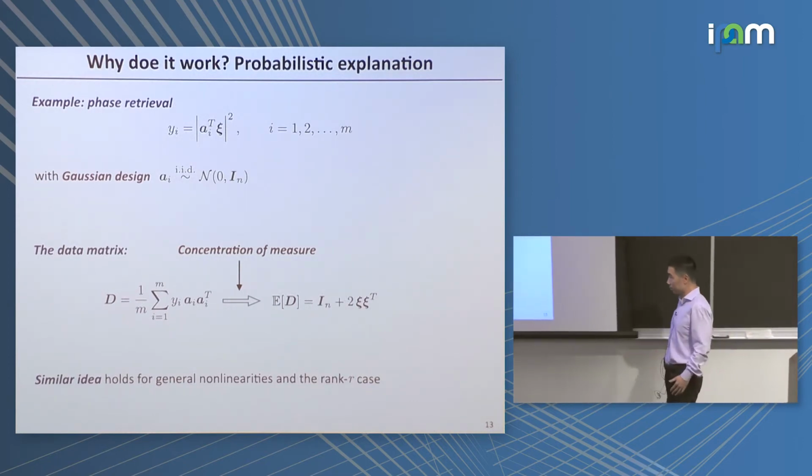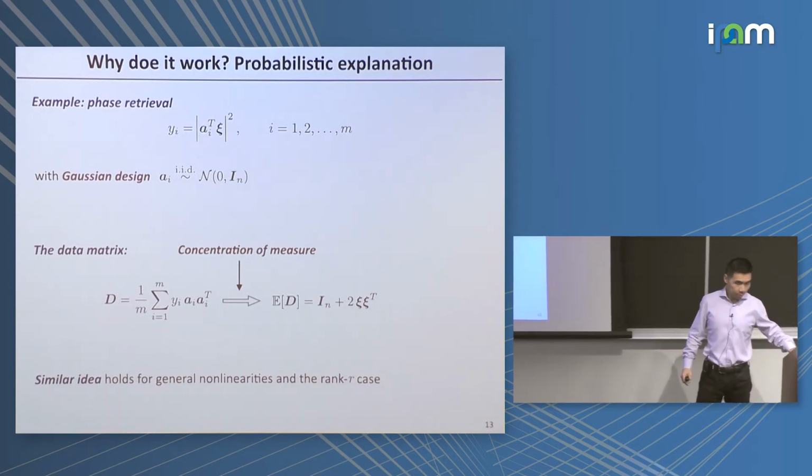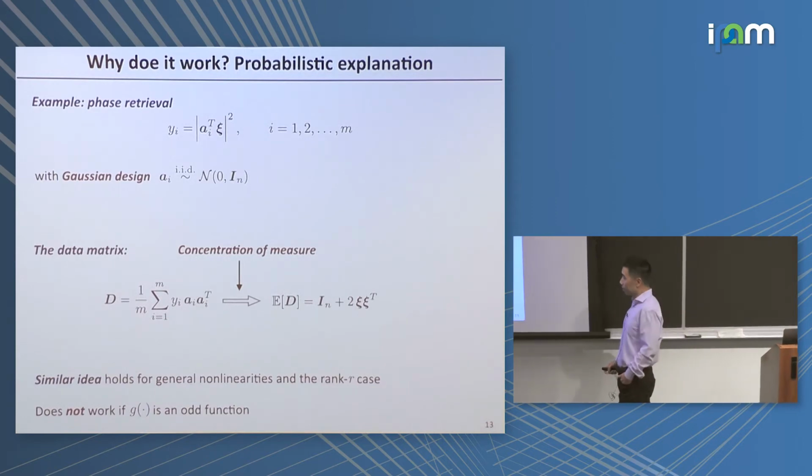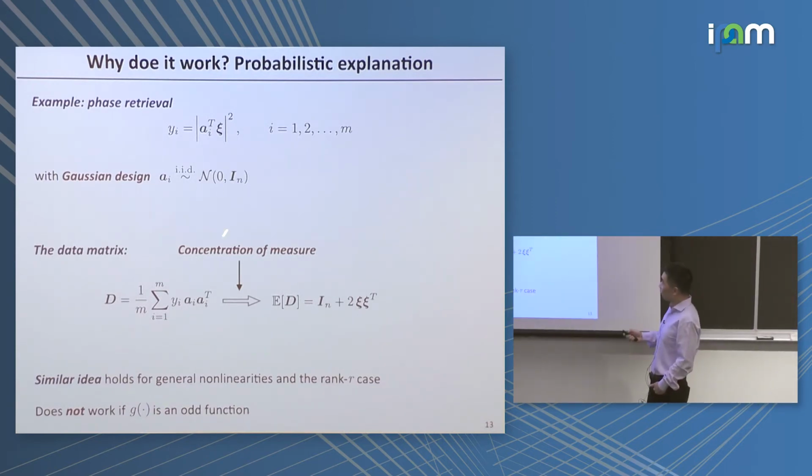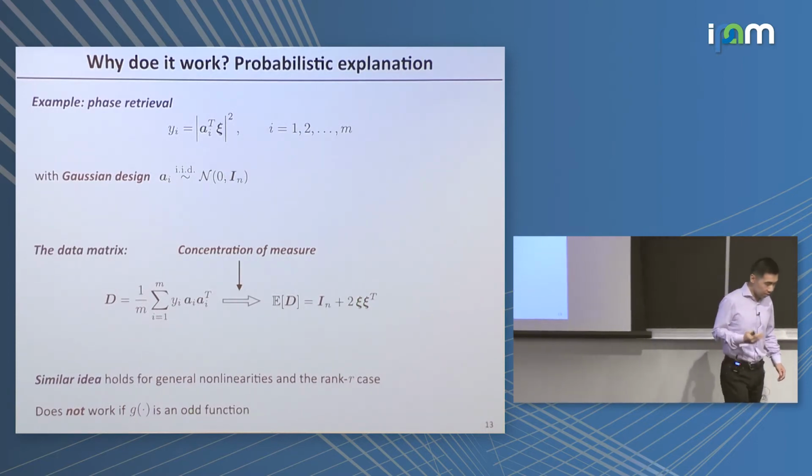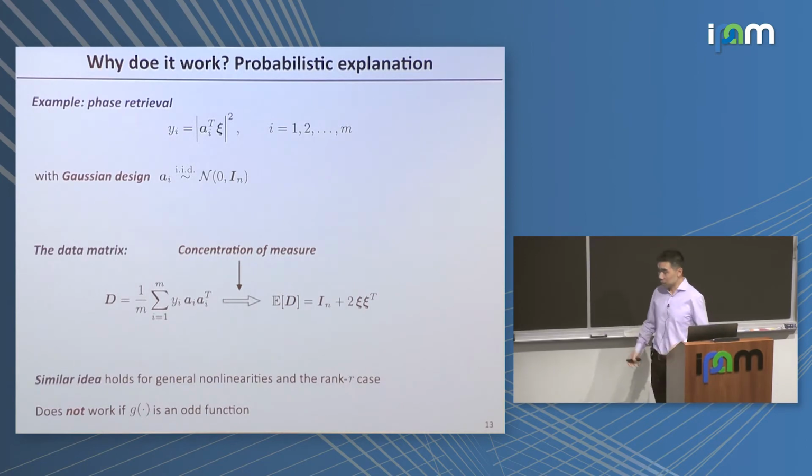and also to the rank R case. I want to provide a remark that this idea does not work if the nonlinearity G is an odd function or an odd function plus a constant. In that case, you can see that this expectation has no gap. The underlying constant in front of Xi transpose is 0 if G is an odd function. But in the case of an odd function, there are much simpler ways to get some correlation.